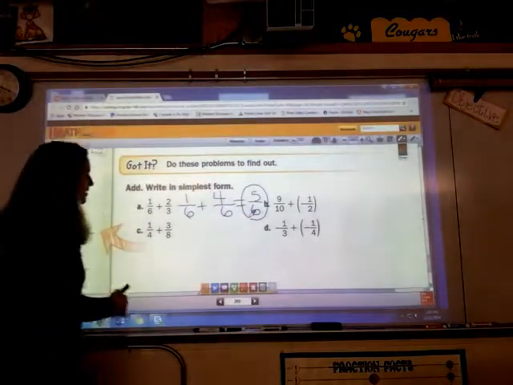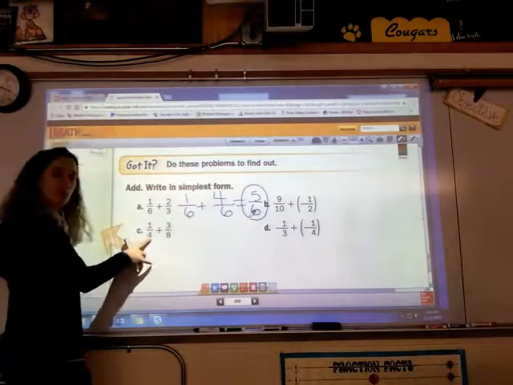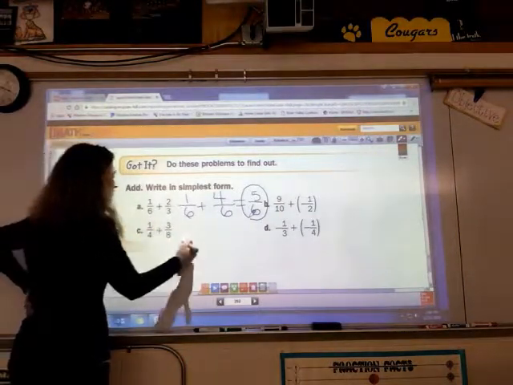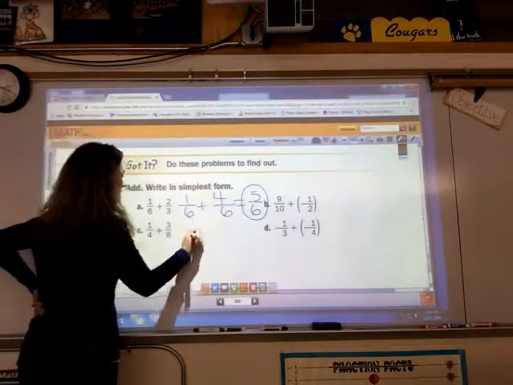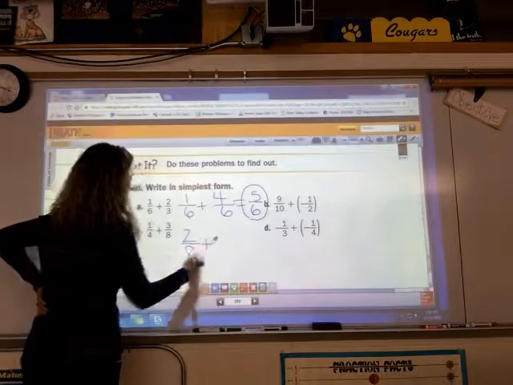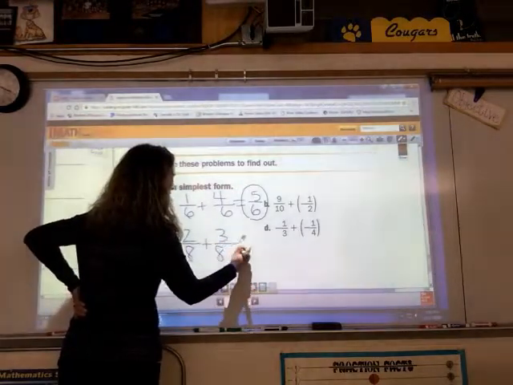As I take a look at letter C, 1/4 plus 3/8. I know that 8 is a multiple of 4, so I'm going to change this one. 4 times 2 is 8, so 1 times 2 would be 2, plus 3/8. That already has a denominator of 8, so I'm going to leave that.